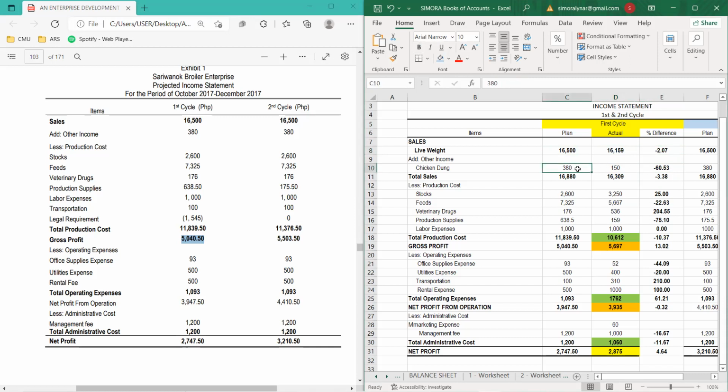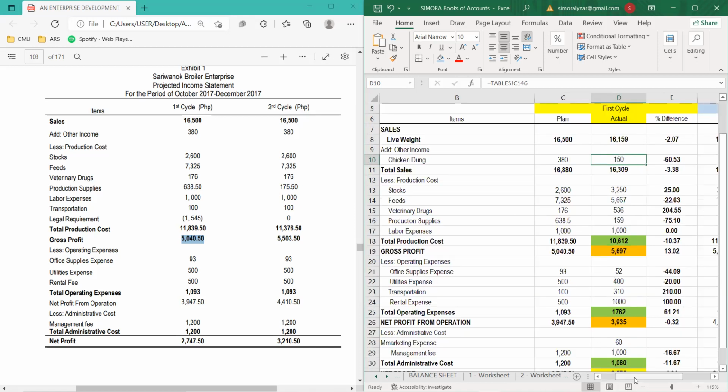So for my chicken, 380 was the expected income. Only 150 came up. So that's another example. That's why there are big negatives. So this is for my analysis for my thesis.